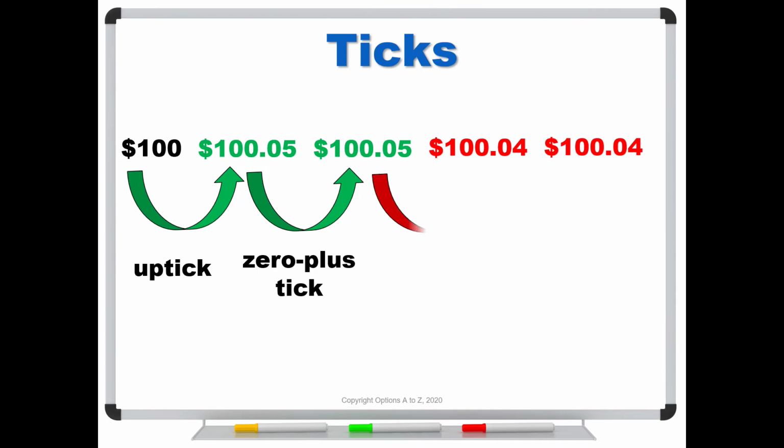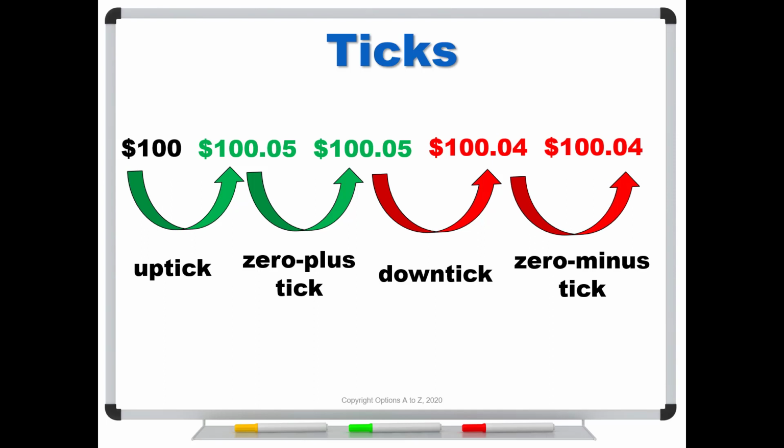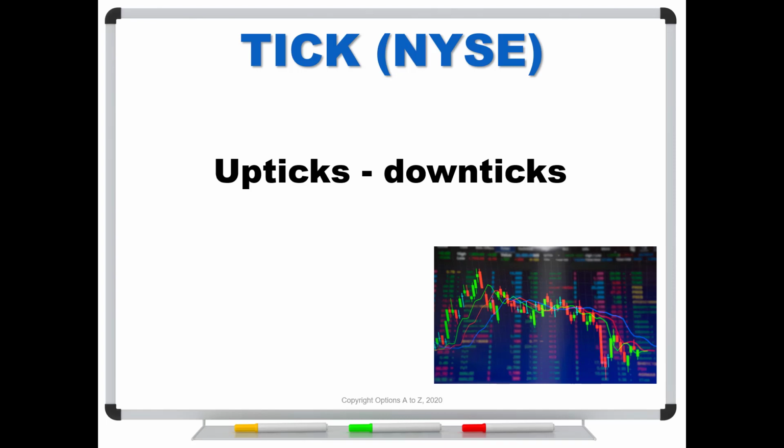The fourth trade right here actually did drop, so that's called a downtick. And you've probably guessed this last one right here is called a 0- tick. So that's some of the terminology that you have to understand. If you're looking at the TICK, it just applies to the NYSE, the New York Stock Exchange, and it's a very simple calculation. You take all of the upticks and subtract all of the downticks. Just a straightforward count: upticks minus downticks.